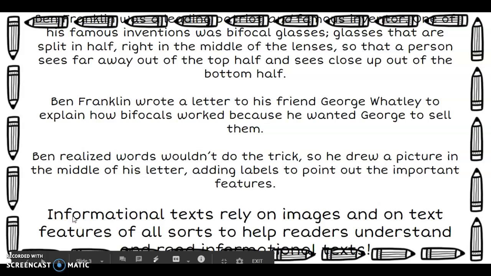Benjamin Franklin was a leading patriot and a famous inventor. One of his famous inventions was bifocal glasses, glasses that are split in half, right in the middle of the lenses, so that a person sees far away out of the top half and sees close up out of the bottom half. Ben Franklin wrote a letter to his friend George Whately to explain how bifocals worked because he wanted George to sell them. Ben realized words wouldn't do the trick, so he drew a picture in the middle of his letter, adding labels to point out the important features.